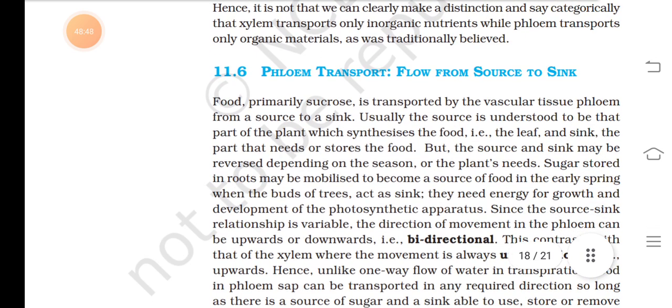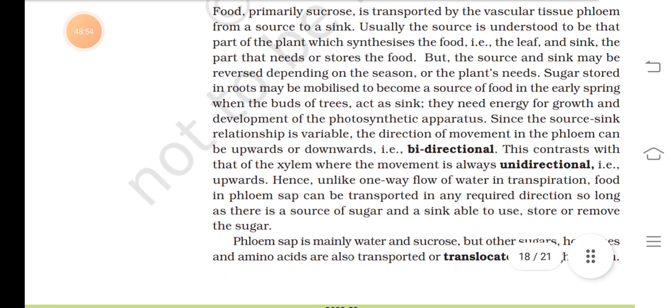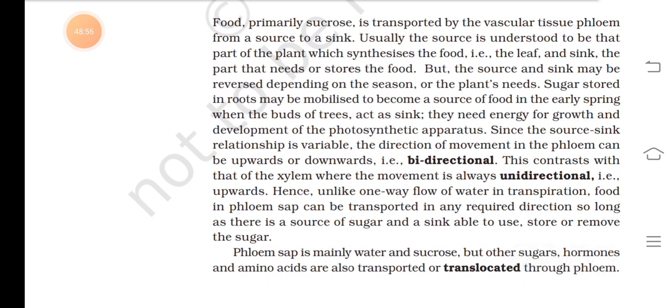11.6 Phloem transport: flow from source to sink. Food, primarily sucrose, is transported by the vascular tissue phloem from a source to a sink. Usually the source is understood to be that part of the plant which synthesizes the food, that is the leaf, and the sink the part that needs or stores the food. But the source and the sink may be reversed depending on the season or the plant's need.